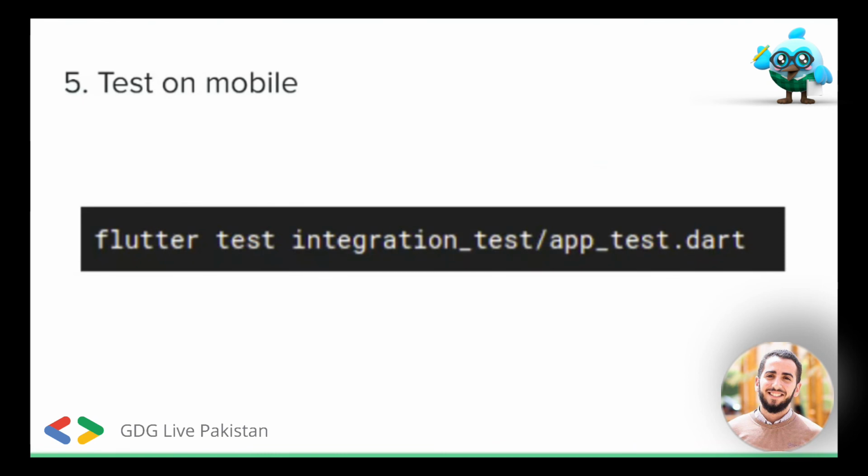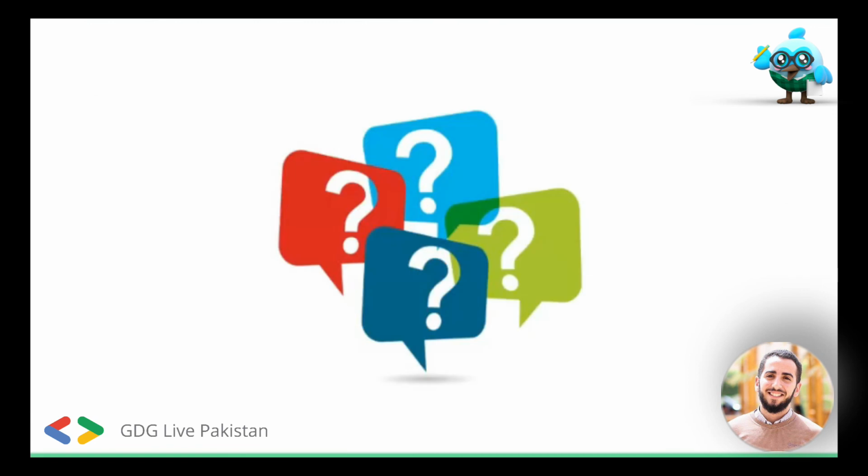Finally, we need to test on mobile. To test on a real iOS or Android device, first connect the device and run the following command from the root of the project: flutter test integration_test, and the path of the file that contains the tests. And that's it. You wrote your first unit testing, widget testing, and for sure integration testing. So that's it about testing.